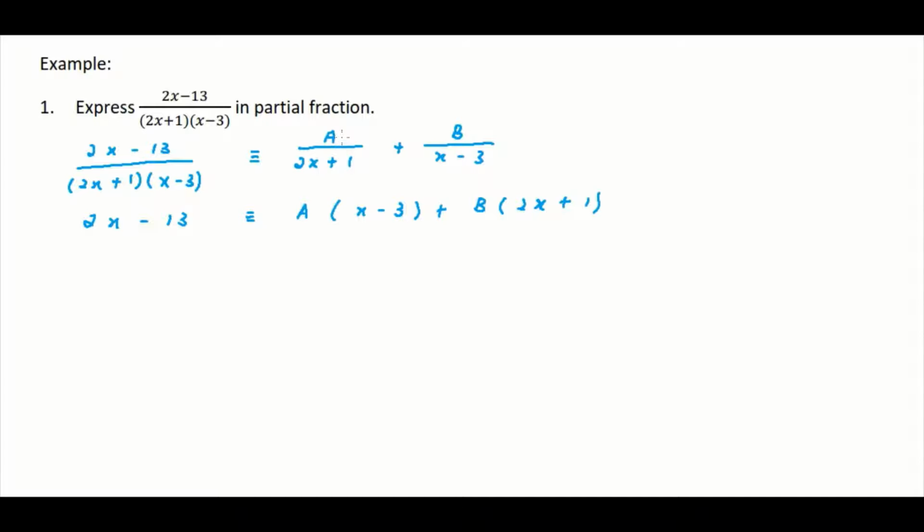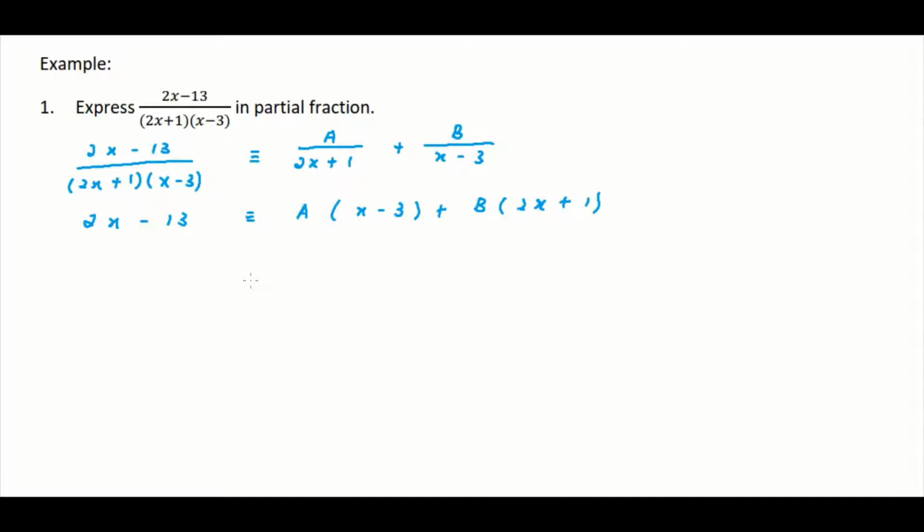So when you take A over 2x plus 1 and multiply by the two factors here, then definitely 2x plus 1 is going to eliminate each other, and you are left with x minus 3. The same goes for B. Okay, so after you have this, now you can try to solve it.